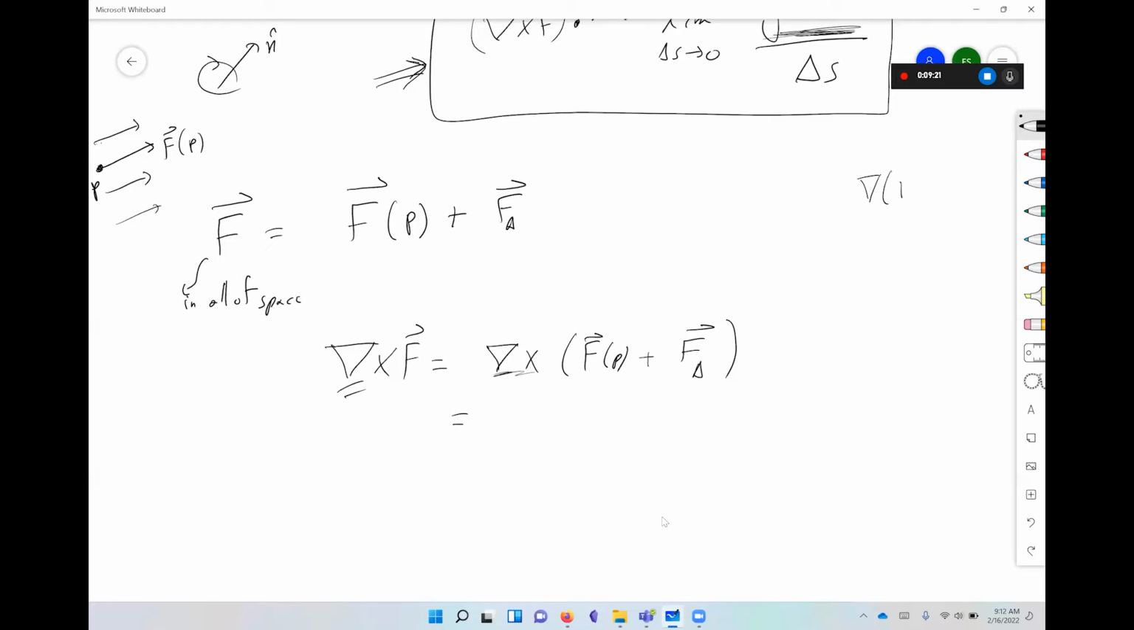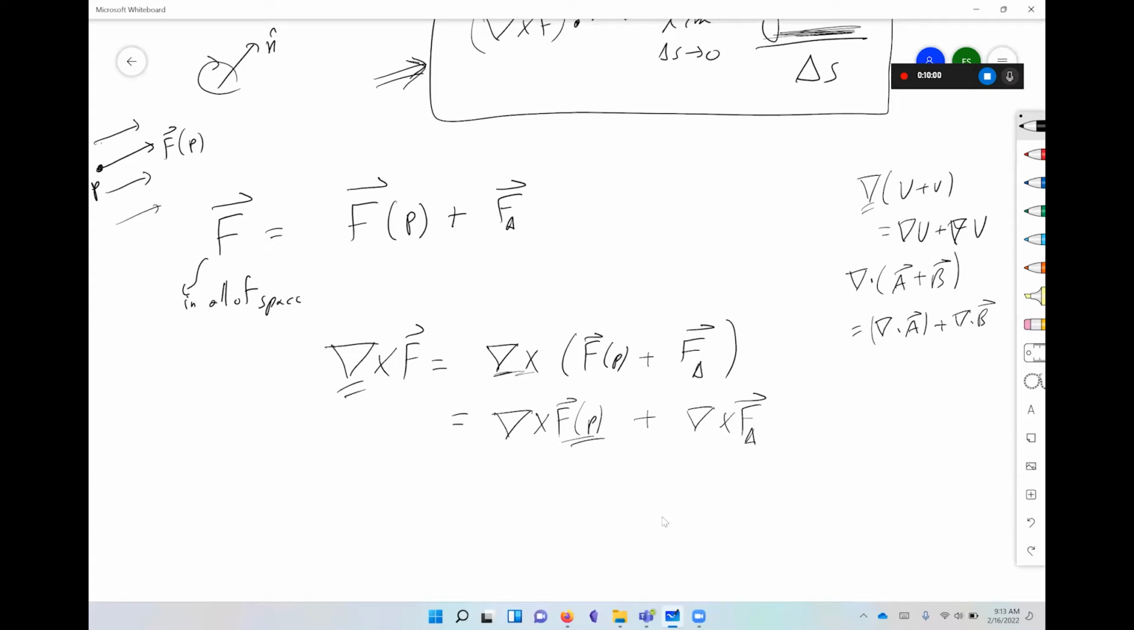This is obvious because it's all based on integration. So divergence of U plus V is divergence of U plus divergence of V. I hope this is obvious because in the definition there's an integration, and you can always distribute the integration over addition. Integration is linear, and hence gradient and divergence are linear. So divergence of A plus B is just divergence of A plus divergence of B. Same thing with the curl. Curl of F at P plus F delta is just going to be curl of F at P plus curl of F delta.